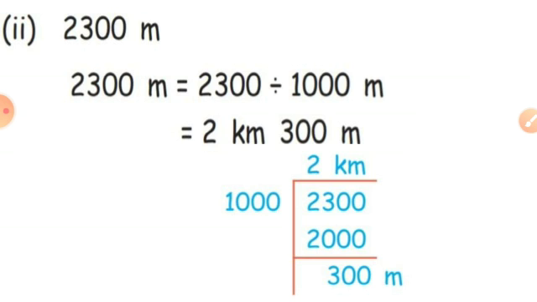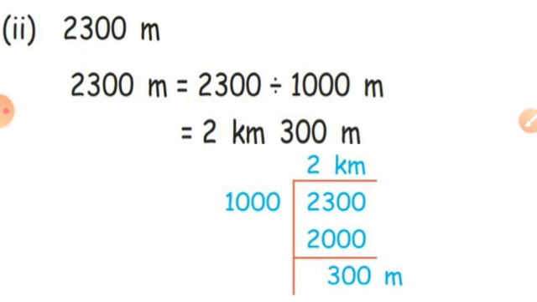Let's move to the next question, that is 2300 meter. Here also meter is going to be converted into kilometer. Meter is the smallest unit than kilometer. So what we will do? We just divide this. So 2300 will be divided by 1000 meter because 1 kilometer equal to 1000 meter.